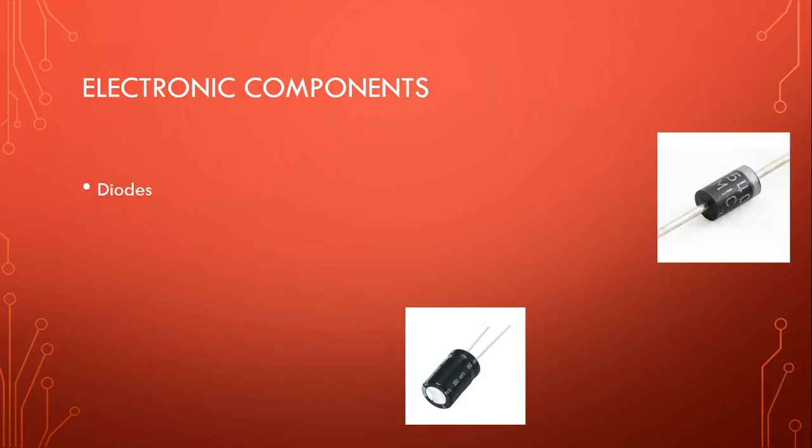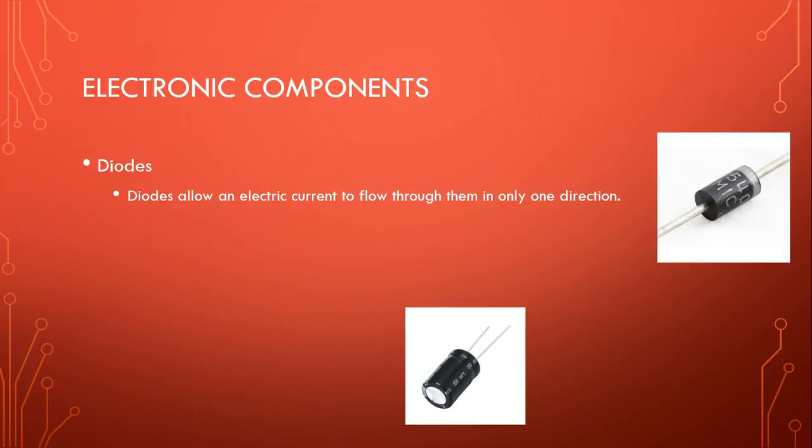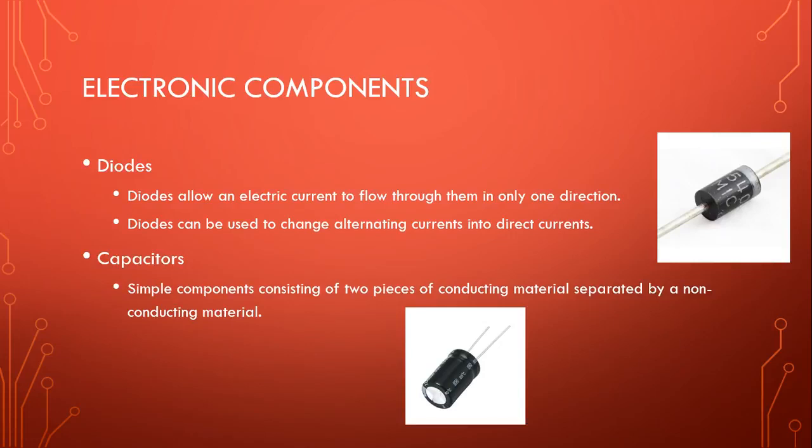All right, the next ones we're going to talk about. First is a diode. Diodes allow an electric current to flow through them in only one direction. Diodes can be used to change alternating currents into direct currents. So, conversion from AC to DC, because a lot of devices use DC power and not necessarily AC power. Next thing is a capacitor. Simple components consisting of two pieces of conducting material that's separated by a non-conducting material. Now, a lot of times capacitors, besides store and charge, will often be used as a timing device.